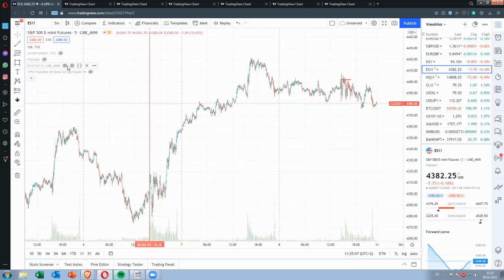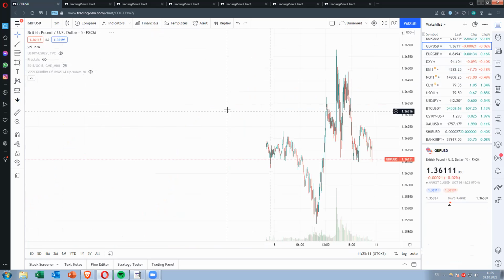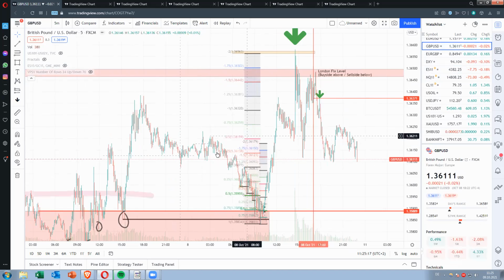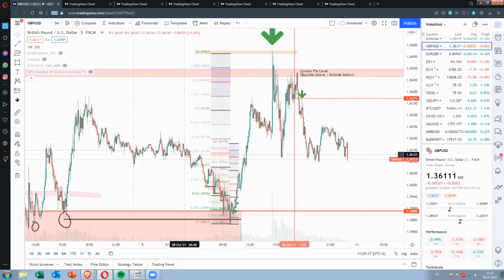So you don't have to use these lines if you don't know how to use them. I like to use it on my GU market actually because it gives me clear indications. This is my market. This is what I do daily. This is my daily market because I just understand it, how it moves.